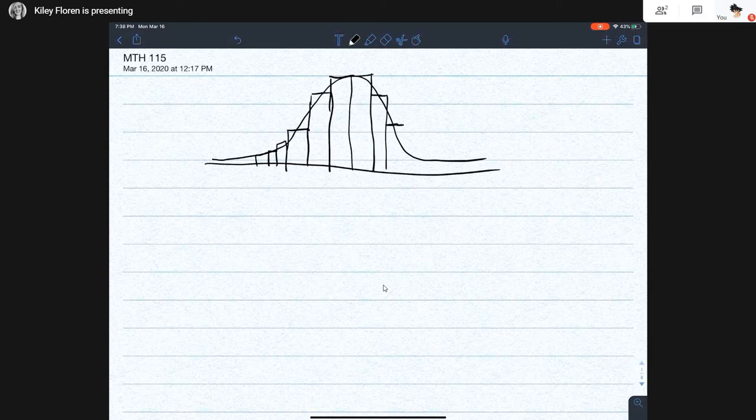Why not? All right, something like this. Hopefully your boxes look better than mine do. This is a terrible looking graph, but whatever.